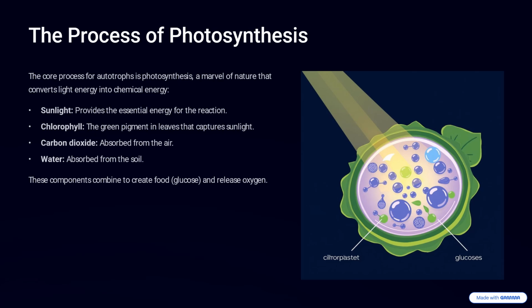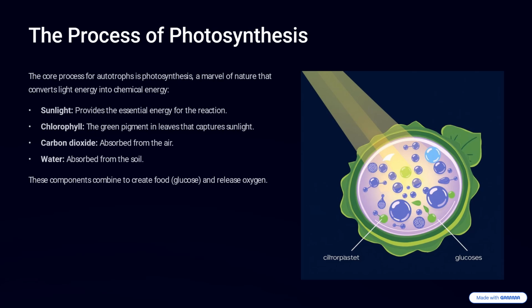The requirements for photosynthesis are sunlight, chlorophyll, carbon dioxide and water. These are the important factors for the process of photosynthesis. First, sunlight, which provides the essential energy for the reaction. Without sunlight, the plants won't prepare their own food, so the plant will die. For the plant to grow or to produce fruits, we need photosynthesis. Sunlight is the essential energy for the reaction.